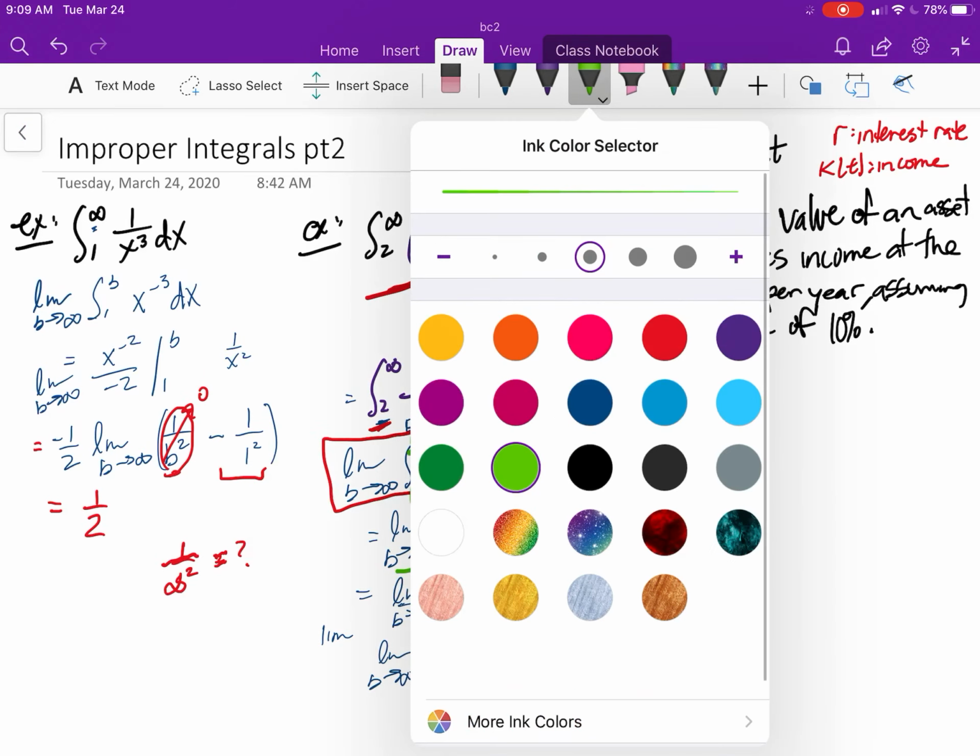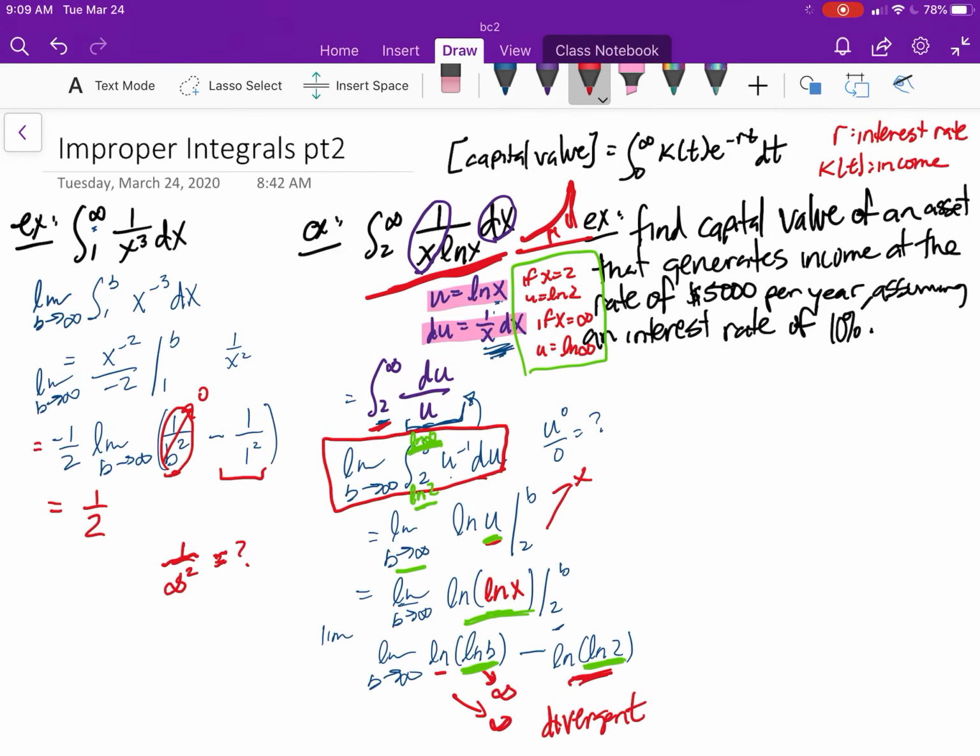All right, so we're going to end with this word problem here. Find the capital value of an asset that generates income at the rate of $5,000 per year, assuming an interest rate of 10%. This formula is given. Capital value equals this unbounded integral, an improper integral, from 0 to infinity of k of t, e to the negative rt dt. T is our variable of integration. It remains a t. K of t is the income. So in this example, 5,000 per year.